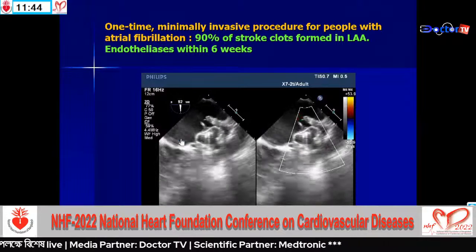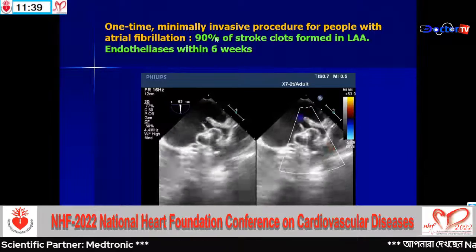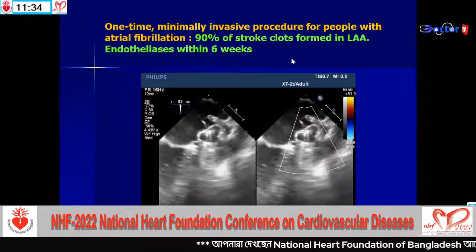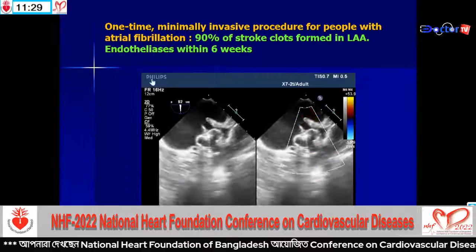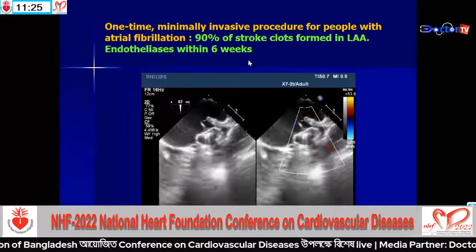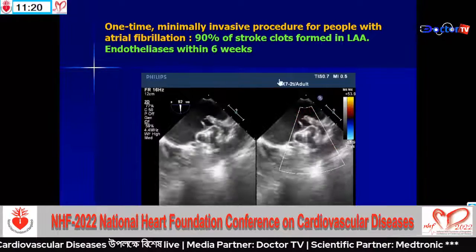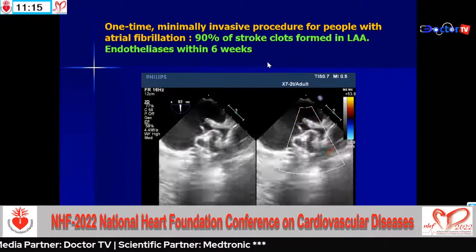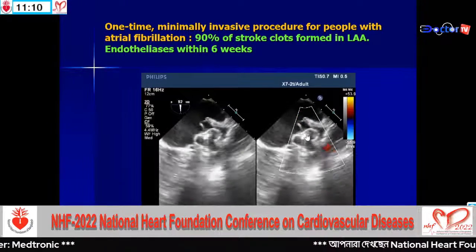Now, this is a one-time minimally invasive procedure for people with atrial fibrillation. 90% of the stroke clots are formed in the left atrial appendage. Rather than giving anticoagulation throughout life, the device is put into the left atrial appendage. It endothelializes within 6 weeks, and this is a Watchman device. It is a one-time device, and you give an anticoagulant for about 6 months or so, and then you see this device working in the LA appendage.